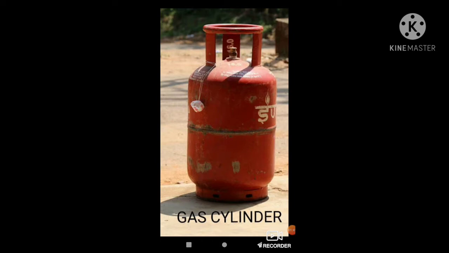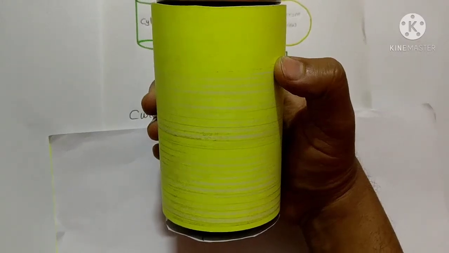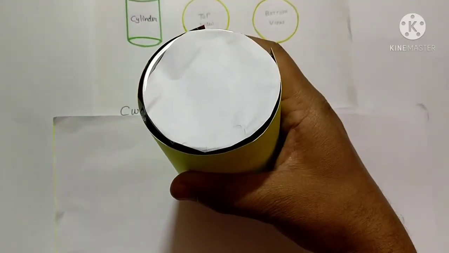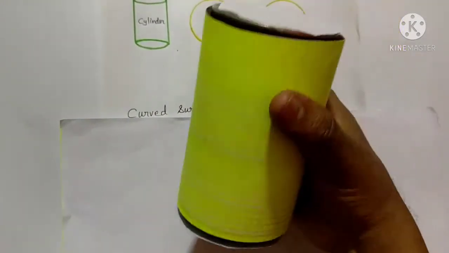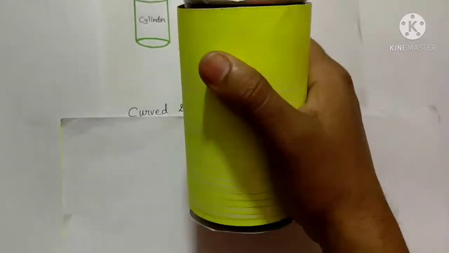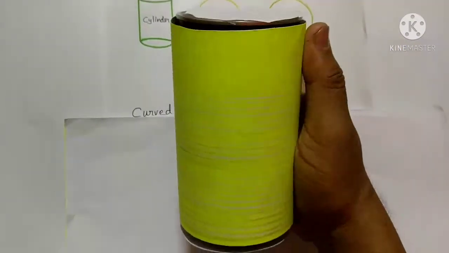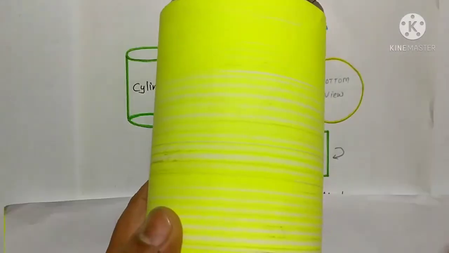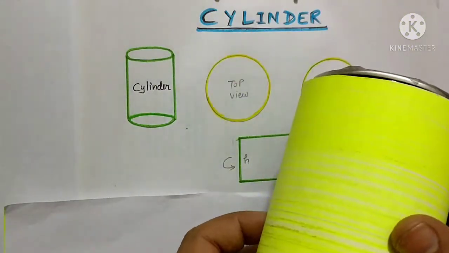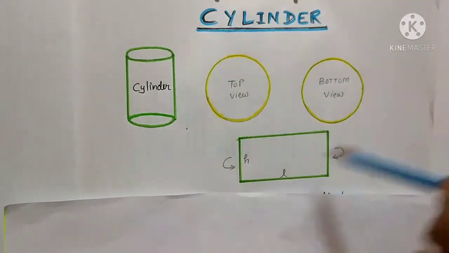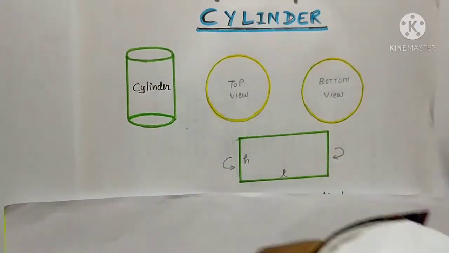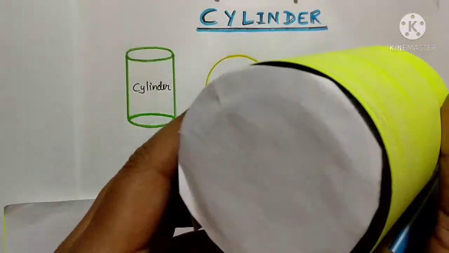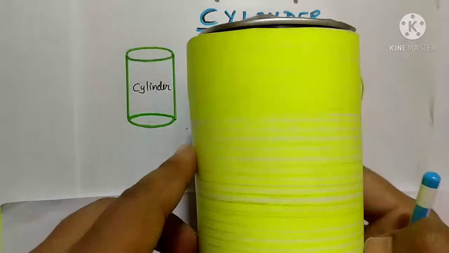So let's start with the formula. Now students, I am showing you a cylinder. This is an example of a cylinder. As you can see, upside a circle, downside a circle, and in between it is a curved surface. Now I have drawn this cylinder in this copy. I have shown you the top view, then the bottom view, and this is the curved surface.